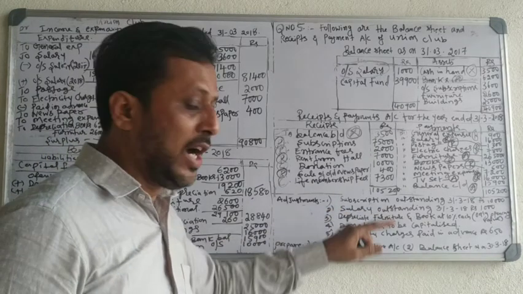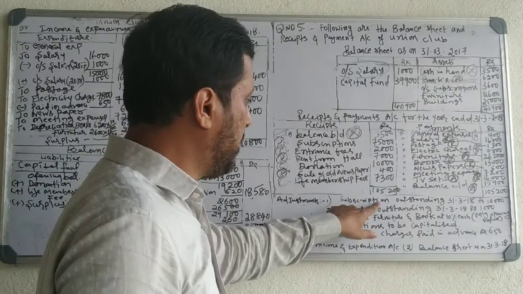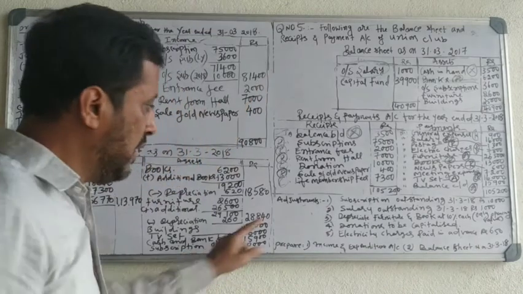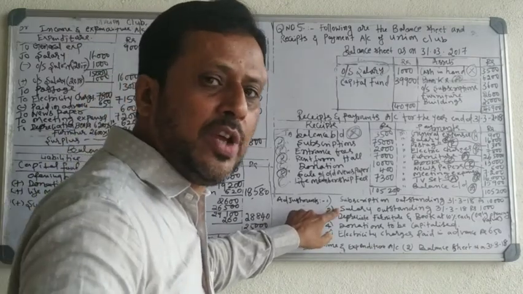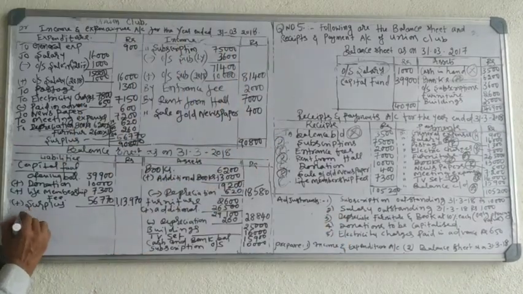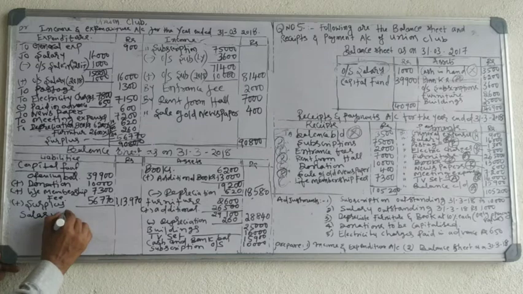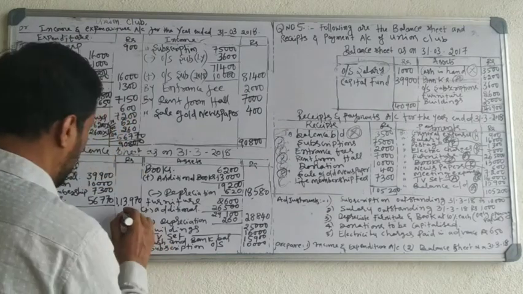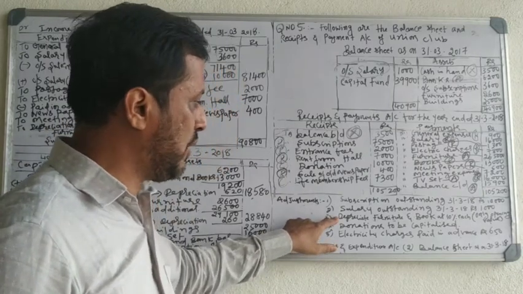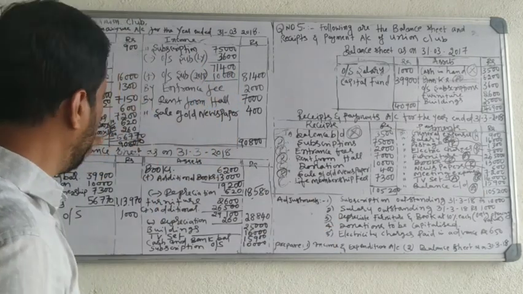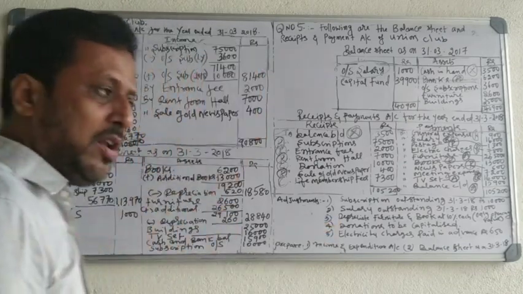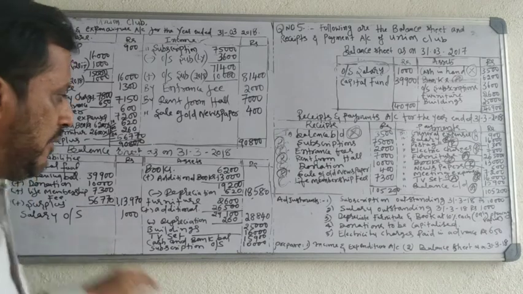Salary outstanding, organization has to pay. See the difference. Subscription outstanding means organization has to receive from members, asset. Salary outstanding means organization has to pay to employees, liability. Salary outstanding 1,000. After that, depreciate furniture and books at 10%. We have already taken depreciation here, and we have deducted from the concerned asset. Donation to be capitalized. We have already taken. We have added to opening capital fund.